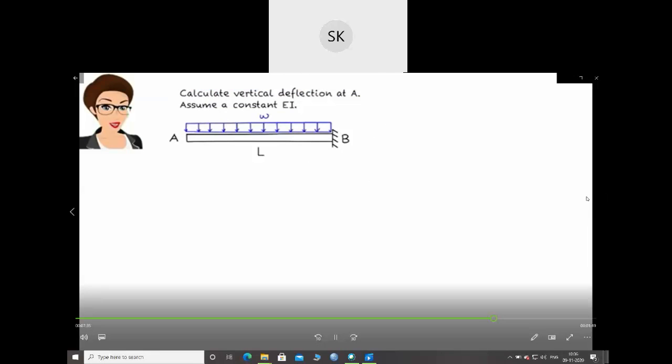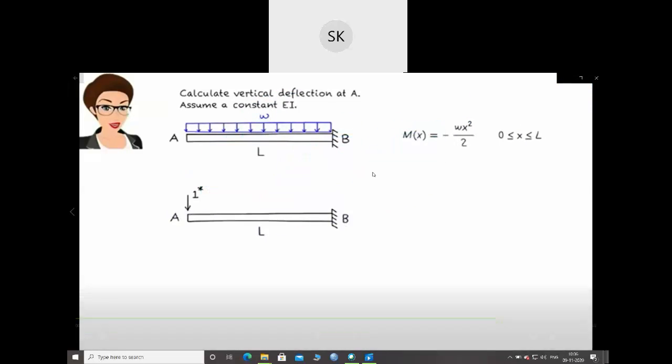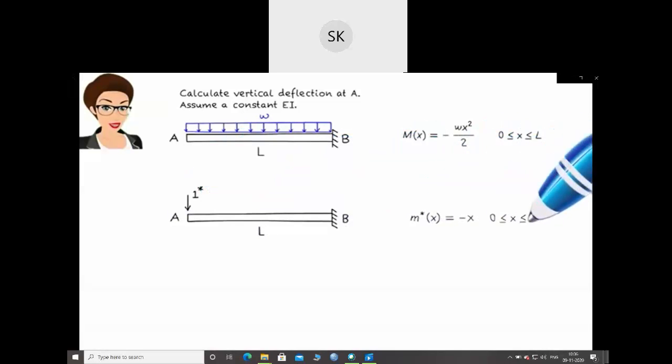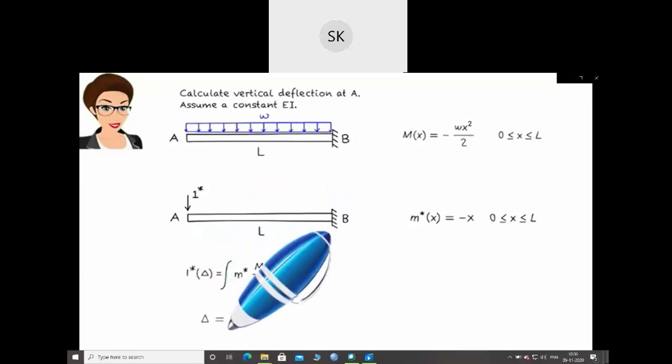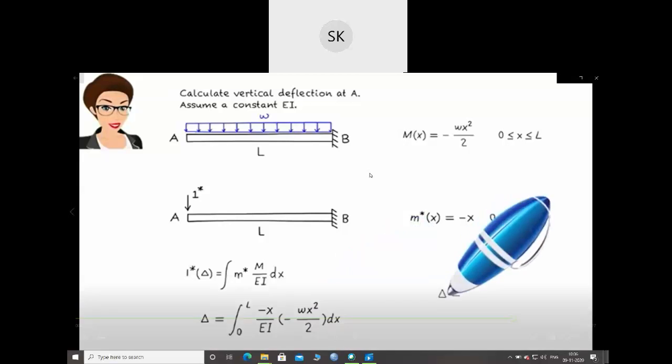We start by writing the moment equation for the beam. Now, remove the real load and place a unit virtual load at A. Write the moment equation due to this unit load. The virtual work method equation is. So the vertical displacement on the cantilever at A is.